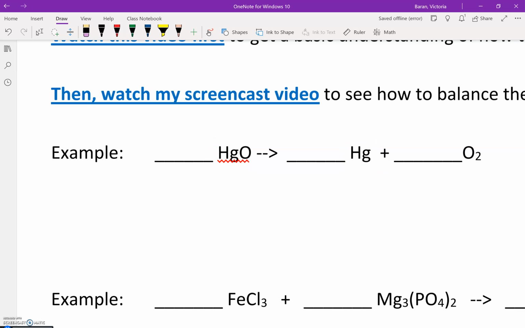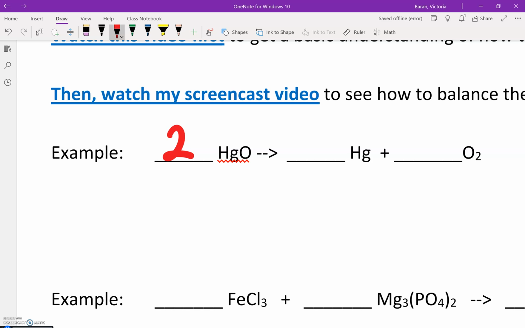So that's good. Now I'm going to look at oxygen. So I have 1 oxygen here and I have 2 oxygen here. Well, that's not equal. So how can I get them to be the same? Well, again, I can only put a number in the front. That's what these spaces are for. So what I can do is I could put a 2 here.